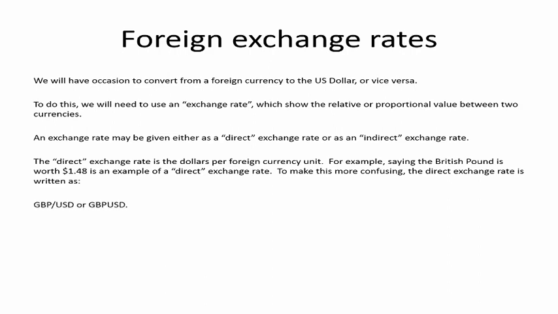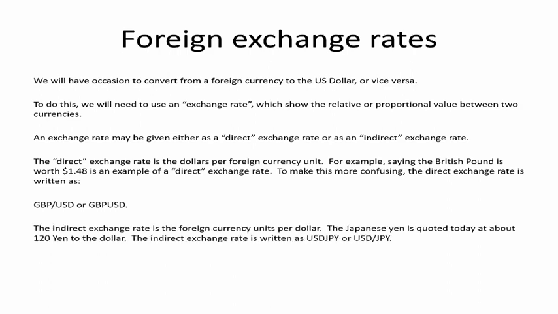To make this more confusing, the direct exchange rate is written as the foreign currency slash US dollar, or simply foreign currency USD. Now, if I see GBP, Great Britain Pound, slash USD, I want to read that as pounds per dollar. You say, miles per gallon is miles slash gallon. Dollars per pound, in physical quantity, is dollars slash pounds. The way foreign currencies traditionally are written, GBP slash USD means Great Britain Pound expressed in US dollars. Again, $1.48 per pound.